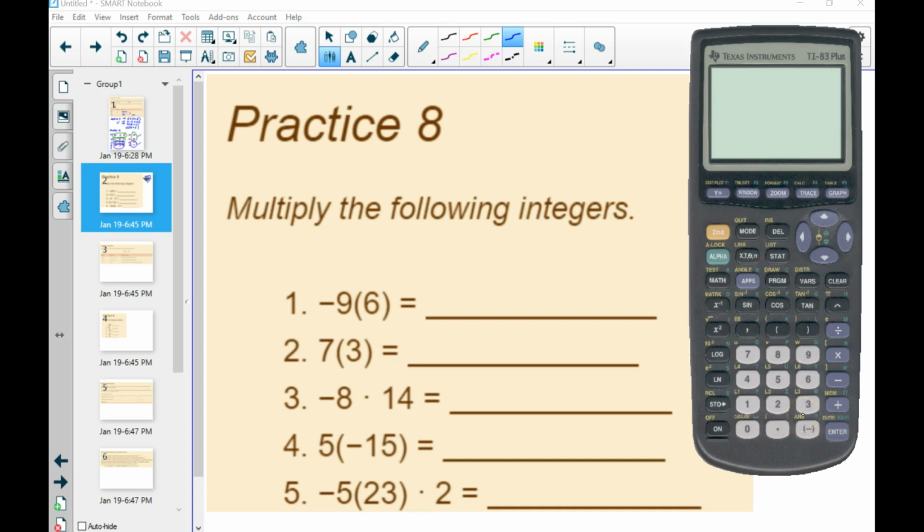So if I was going to do the first question, I would go this button here, -9. Now you can either go multiply, or you can go back and put a bracket in there, and 6. So it looks exactly the same. And you hit enter, and you see that it's -54. Because the signs are different, the answer is going to be negative.